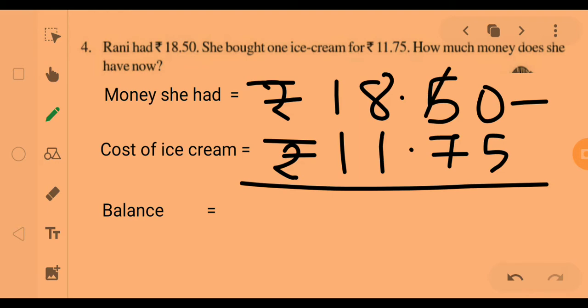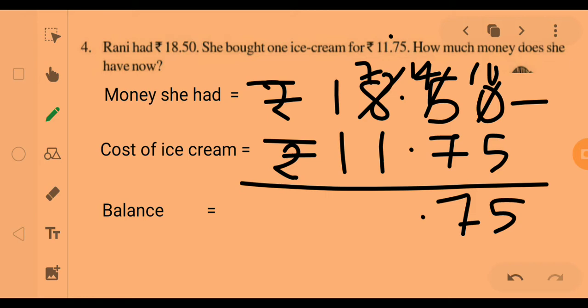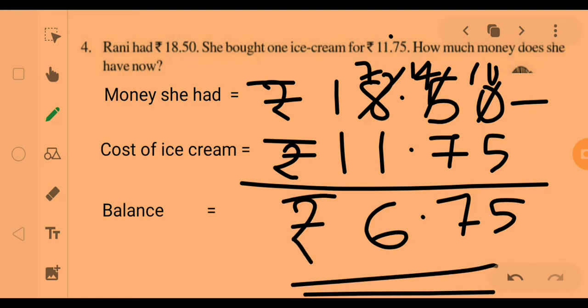So we borrow 1 from here. So 5 becomes 4. This 0 becomes 10. So 5 from 10, 5. 7 from 4, we have to borrow 1 from the next place. So this 8 becomes 7. Next place 14. So 7 from 14, 7. Then the decimal point. 1 from 7, 6. Then next place 1 from 1 is 0. So the balance amount Rani has now is 6 rupees 75 paise.